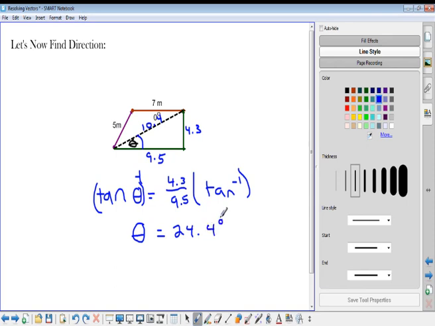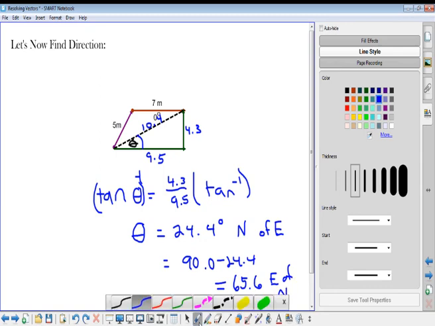Now, if I'm using polar coordinates, I'm going to say 24.4 degrees north of east, because I'm raising vertically 24.4 degrees up from east. If I'm using compass rose coordinates, I can subtract this from 90. And what I end up getting is 65.6. And this one we can call east of north. They're the same direction, two different ways of looking at it.